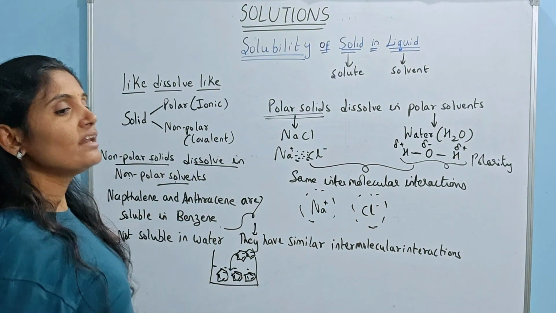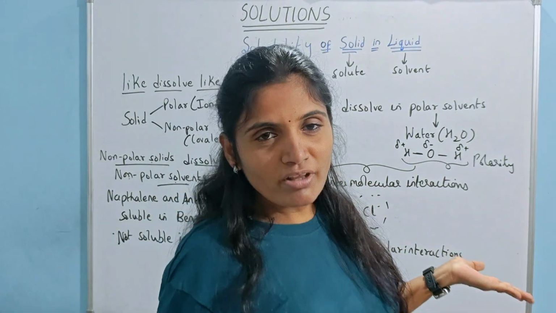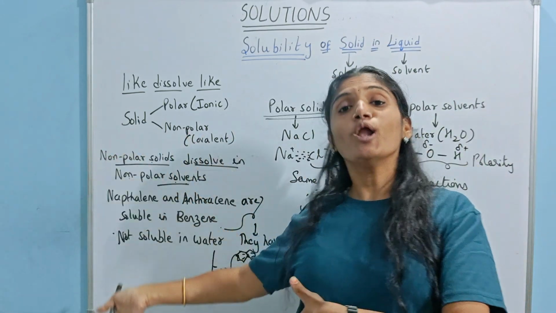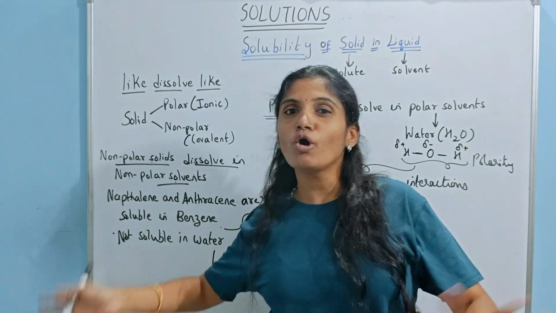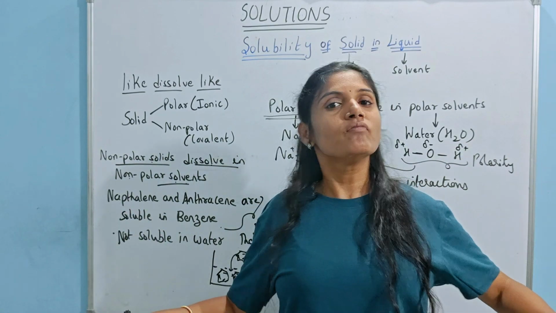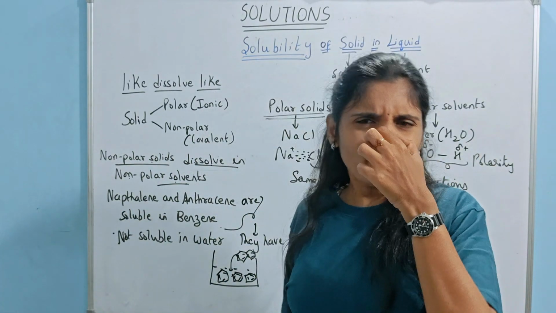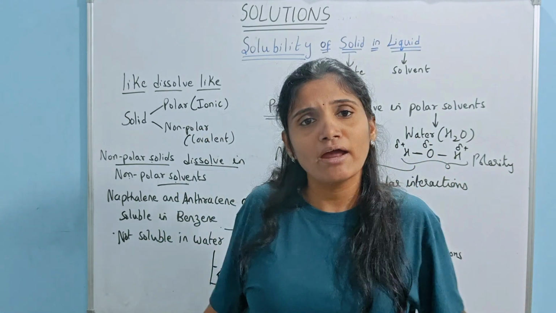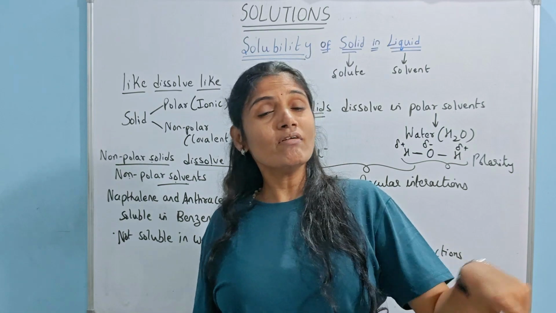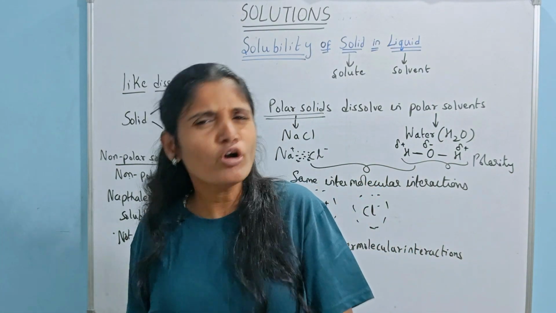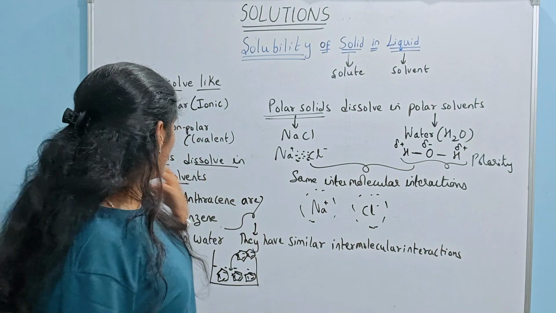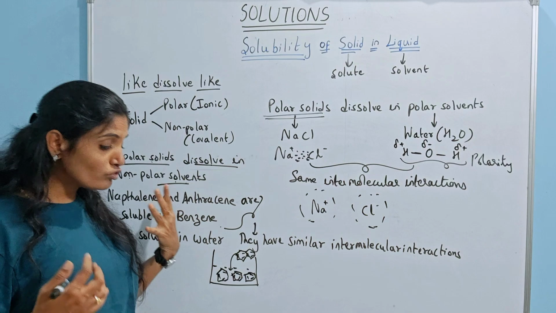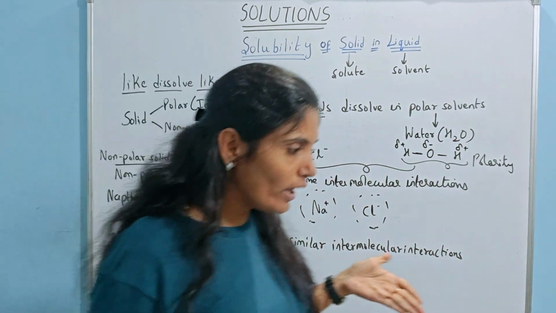When the previous interactions between the molecules and the new molecular interactions they are making in the solvent are almost similar, then they prefer to get soluble. Obviously, if a solute can't sustain in a different intermolecular interaction environment, why will it prefer to go into the solvent? It won't prefer. Okay, clear? So that is how solubility happens. This is a brief explanation of how a solid gets soluble in a liquid.